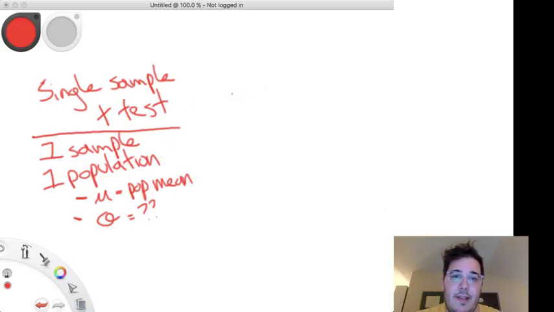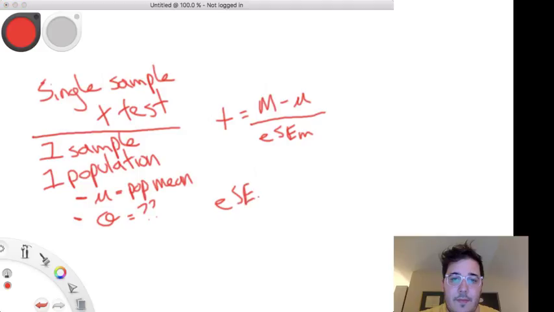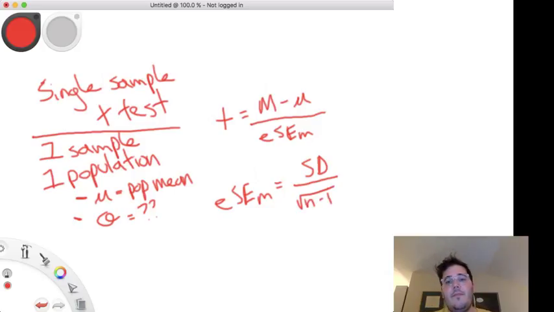So in this case, you have t equals M minus mu over the estimated standard error of the mean, where that equals the standard deviation of your sample divided by the square root of n minus 1. So again, M is your sample mean, mu is your population mean, and you divide that by your estimated standard error of the mean, which is your standard deviation from your sample divided by the square root of n minus 1.